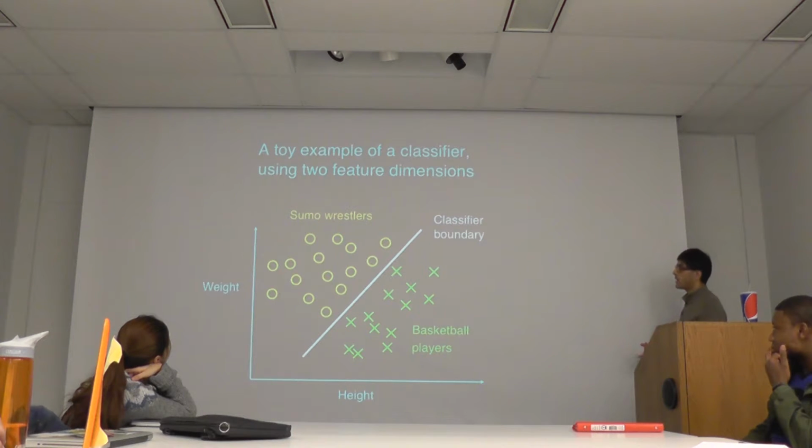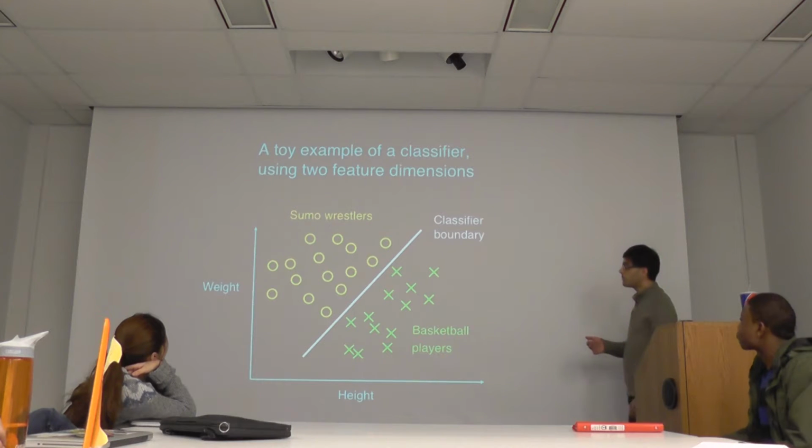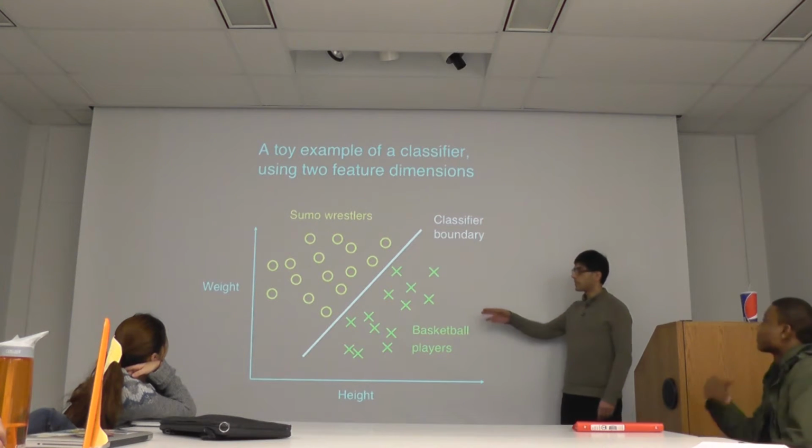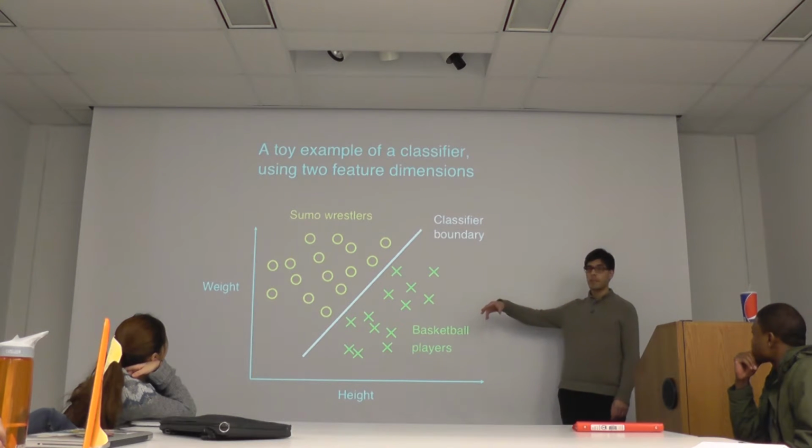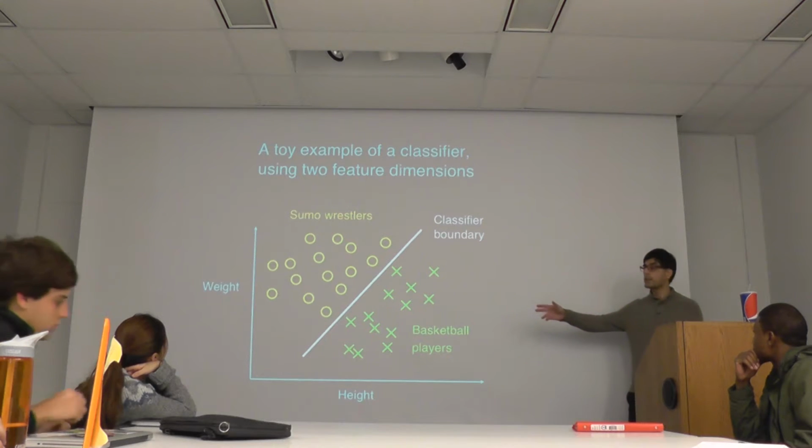But if I say someone is 6'1" and they weigh 500 pounds, then you say, okay, probably a sumo wrestler, not a basketball player. Okay? So it's a combination of information across different dimensions that's actually conveying what you really need here.